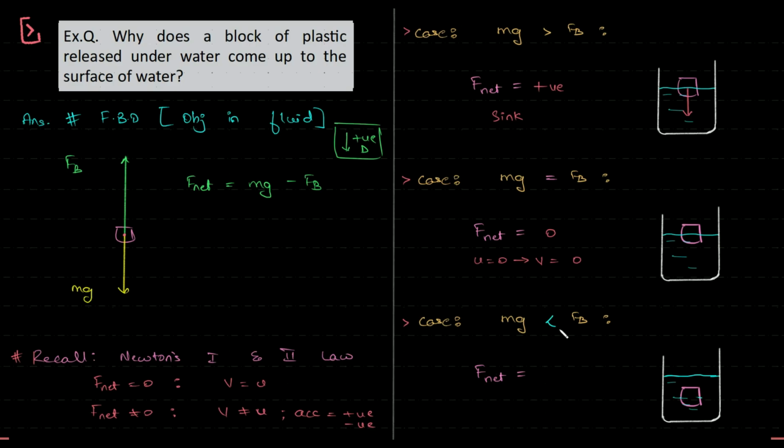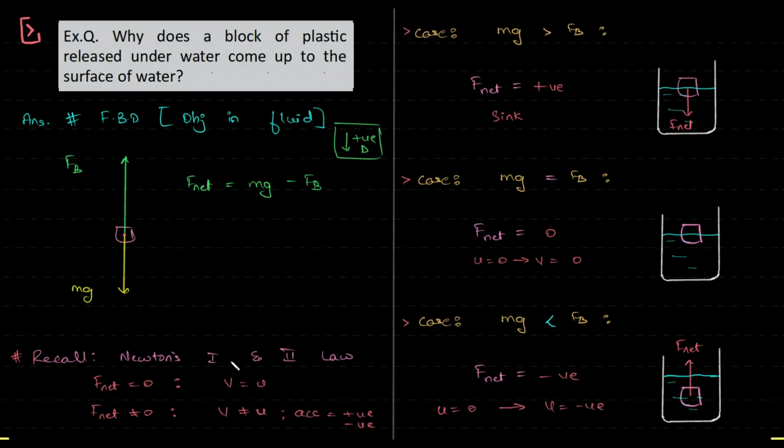Now, if mg is lesser than fb, what does that mean? In terms of f net, it means it is negative. And what is the direction of negative? Since down is positive, negative is up. So if the force is in the upward direction, where will be the acceleration? Acceleration will be upward. So if u is 0, if we just keep it over there, then v will be a negative value. That is, it will start moving up.